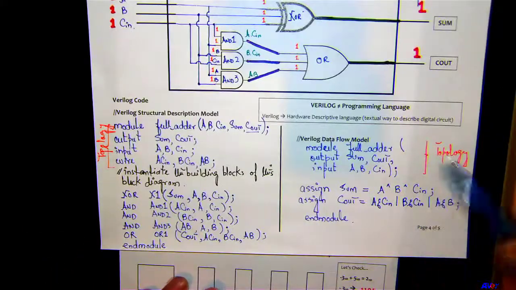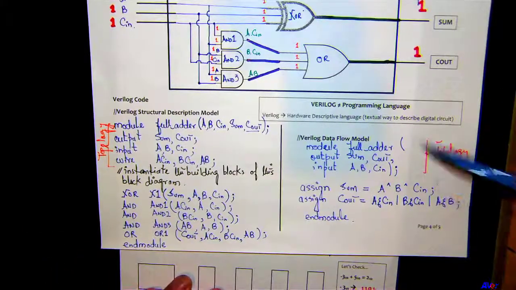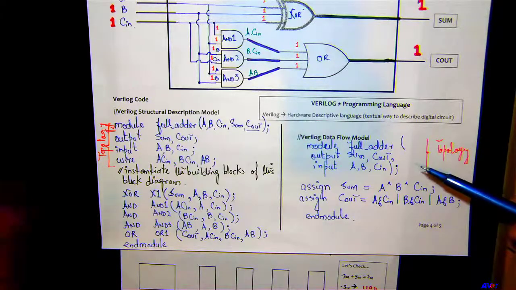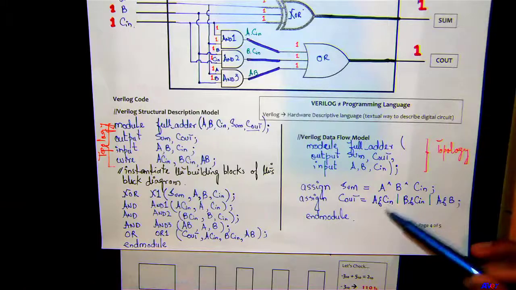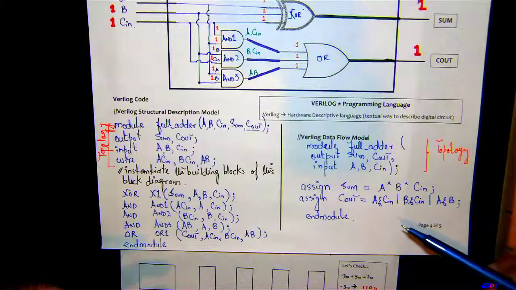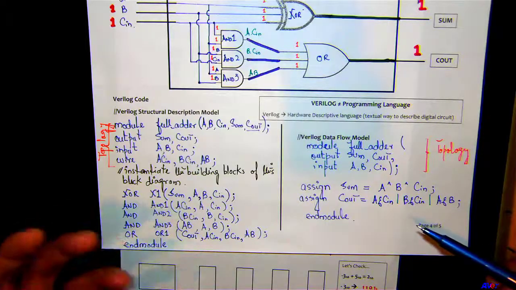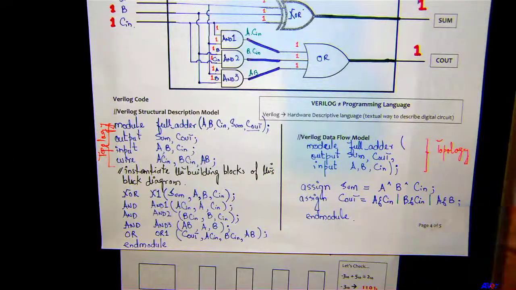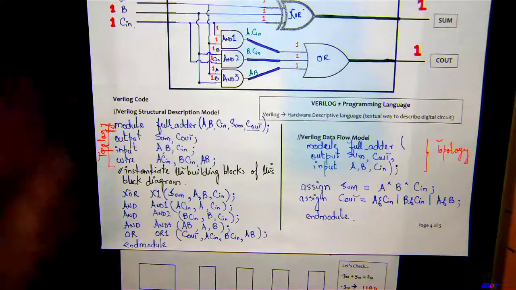In a Verilog data flow model, you basically can go straight on to defining your inputs and outputs, and also the data type if there is one, and then just use the assign function to define the Boolean expression for that particular output that you have. I prefer doing it in the data flow model because there's less typing involved.